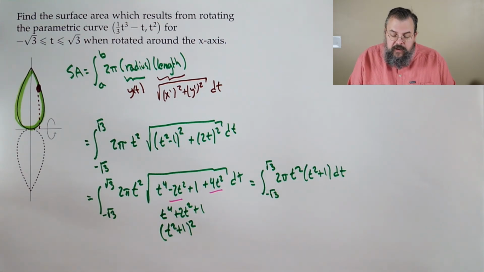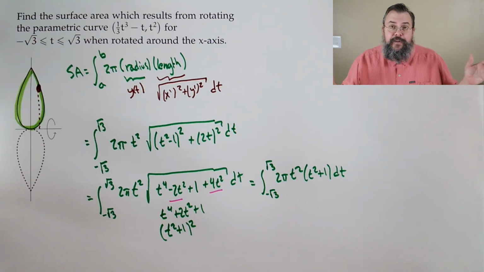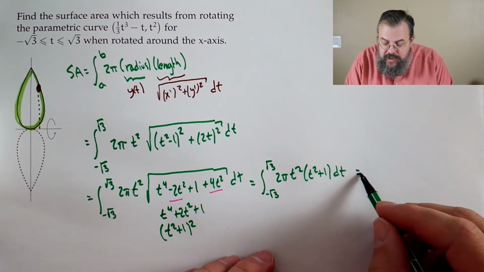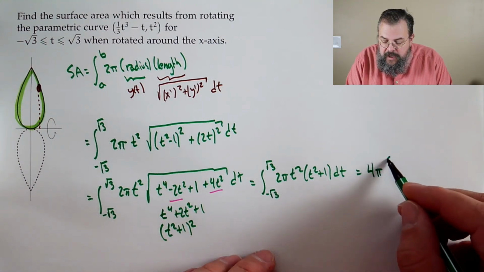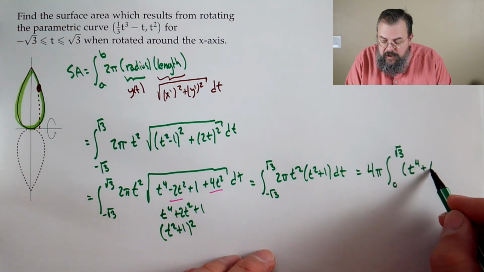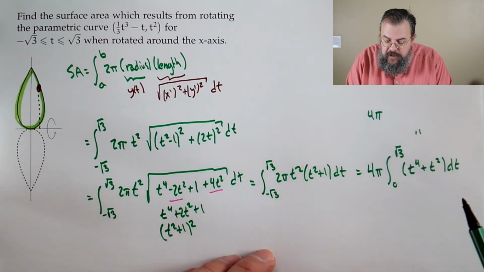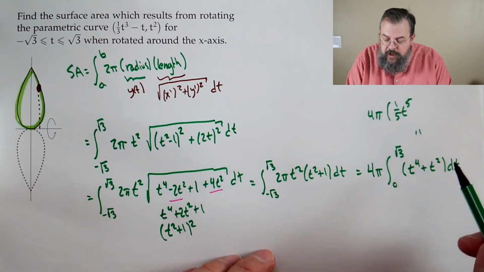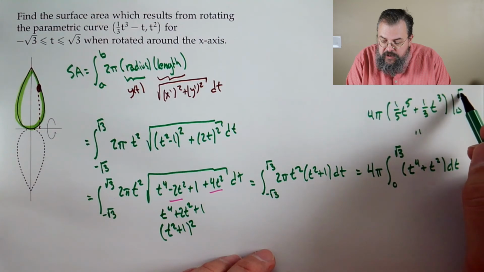Well, okay. Clearly, we can see all the powers are even. We have symmetry, no doubt. Even if we didn't have the picture at this point, we'd say, look, we can see all our powers are even. So I'm going to double, which will bring us up to 4 pi if I double 2. So 4 pi, go from 0 to root 3, and then multiply in t to the 4th plus t squared. All right, so that's 4 pi. If you integrate that, 1/5 t to the 5th plus 1/3 t to the 3rd, and evaluate from 0 to root 3.